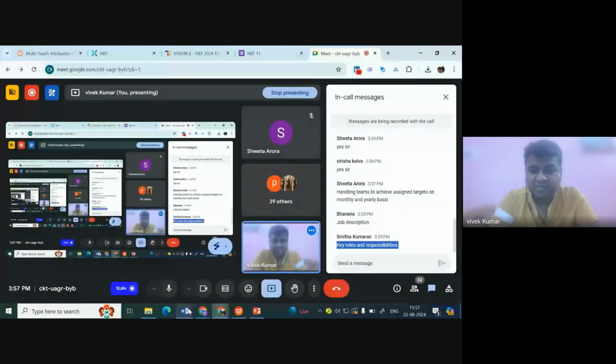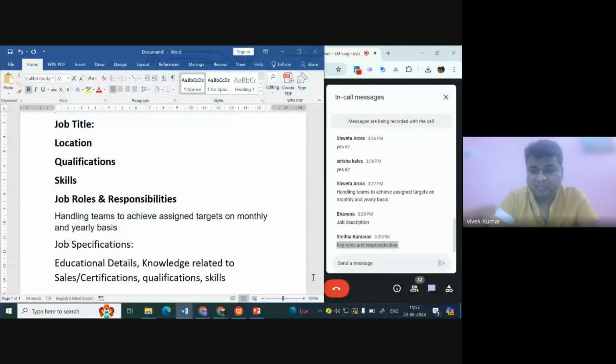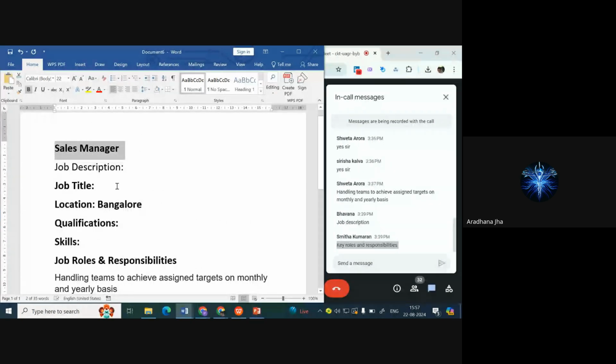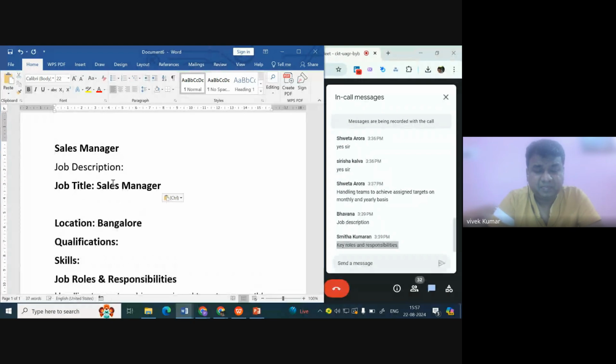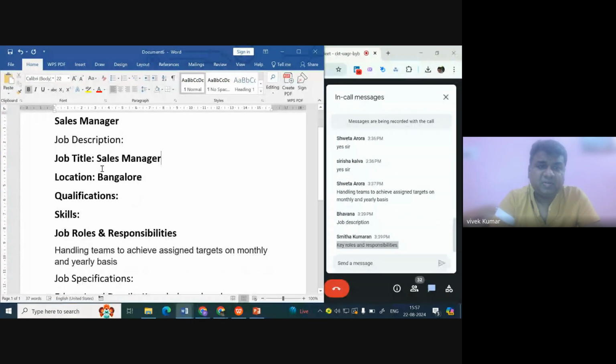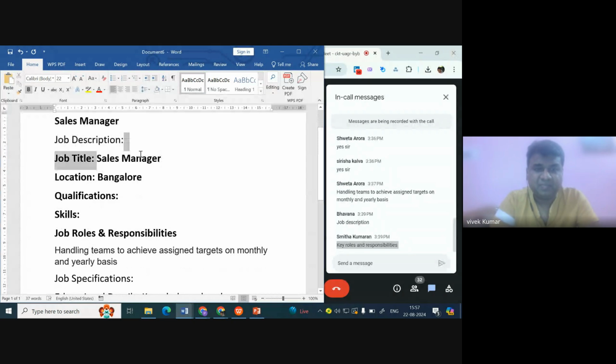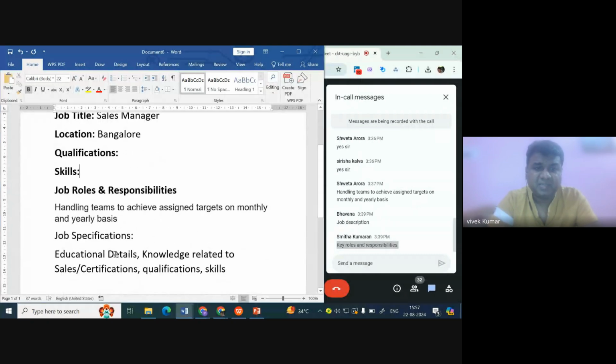Okay. Anything else that should come up? So let's say I'll just put location as maybe Bangalore. In job title, team leader should come. The job title could be the exact position for which you're hiring. So yeah, if you're hiring for sales manager, so that could become the title. So qualifications definitely could be things related to academic and experience and everything. Then skills. What else?